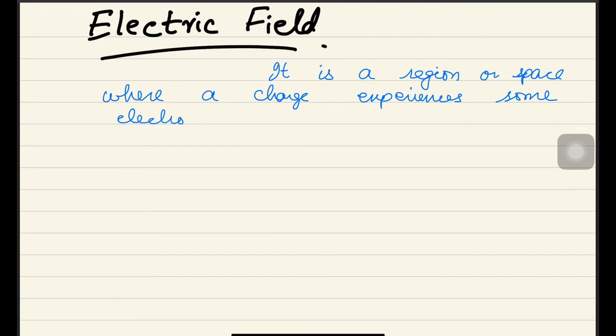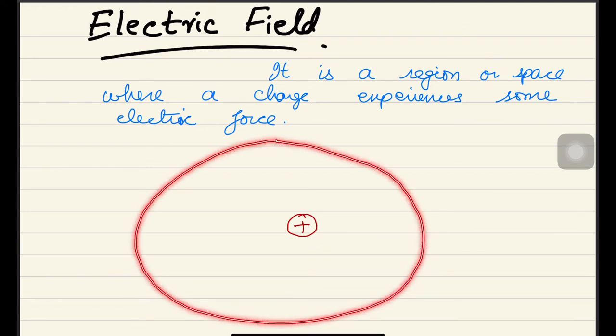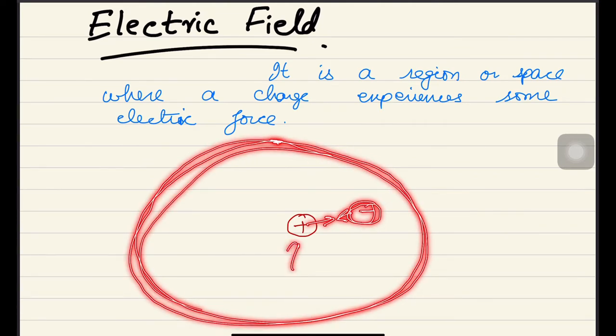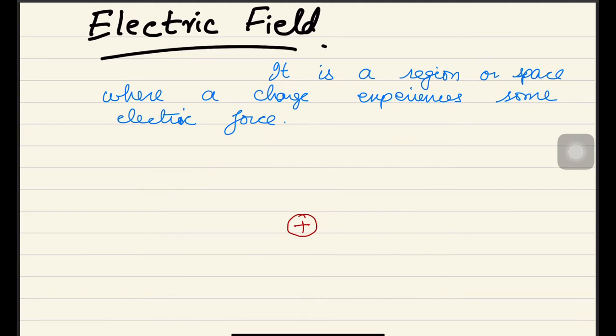It could be electric force, it could be electrostatic force of attraction or the electrostatic force of repulsion. So that region is called the field. For example, I have a positive charge and the range of this positive charge is till here. Okay, so if I place some negative charge over here at this point, then these two charges will attract each other. Okay, so this region where this positive charge has its influence, this region is called the electric field.